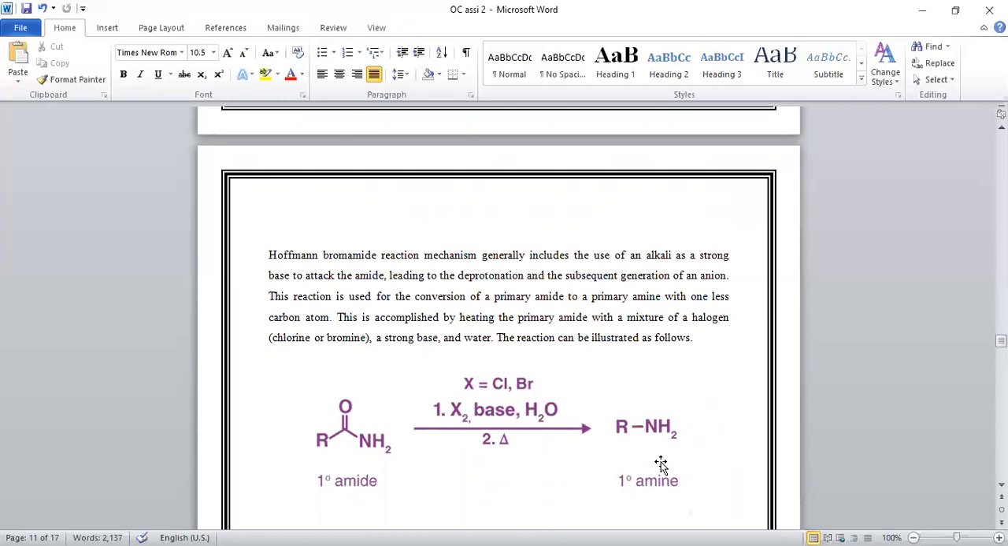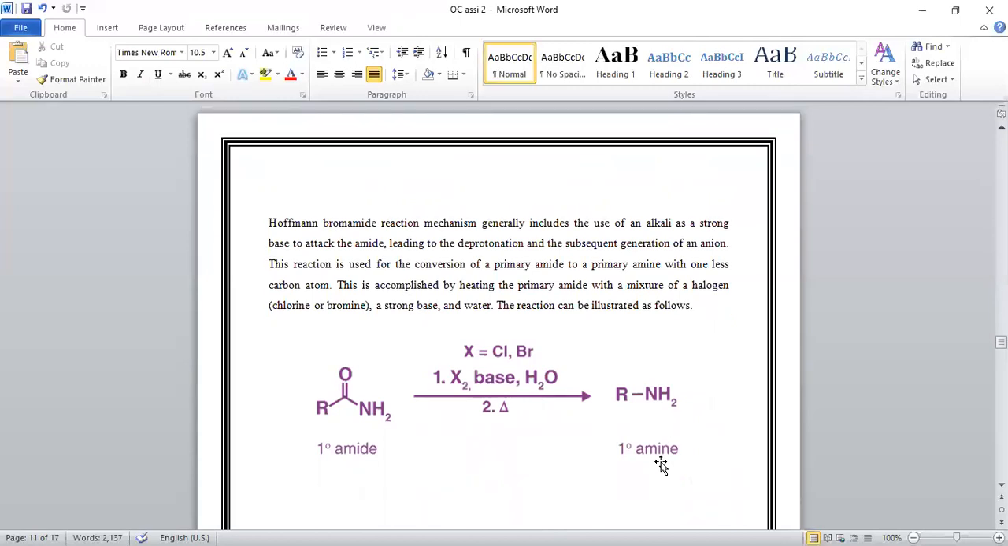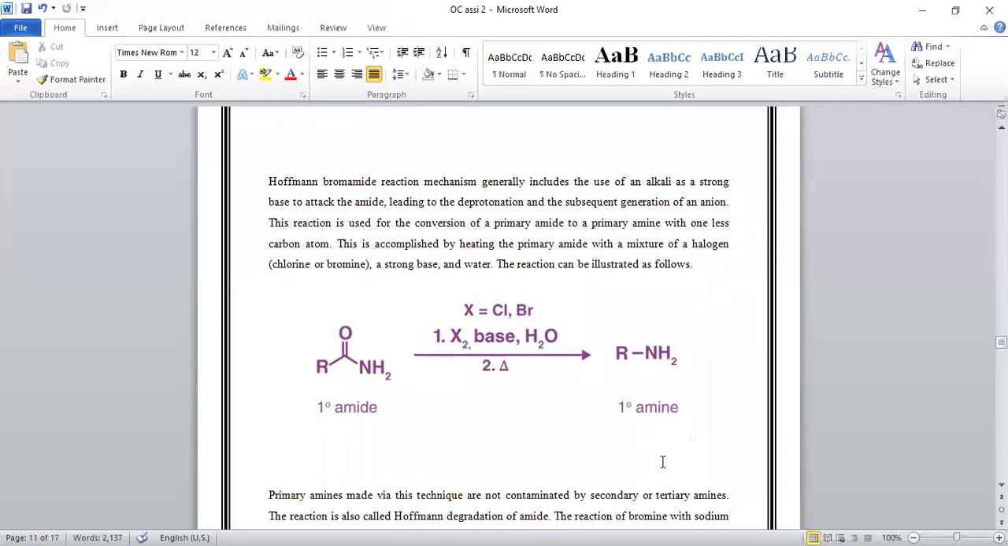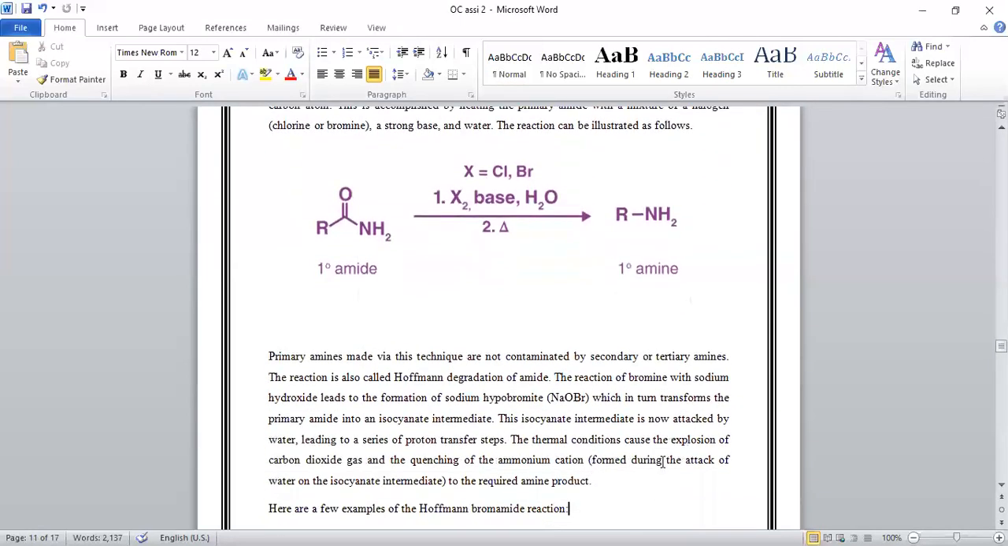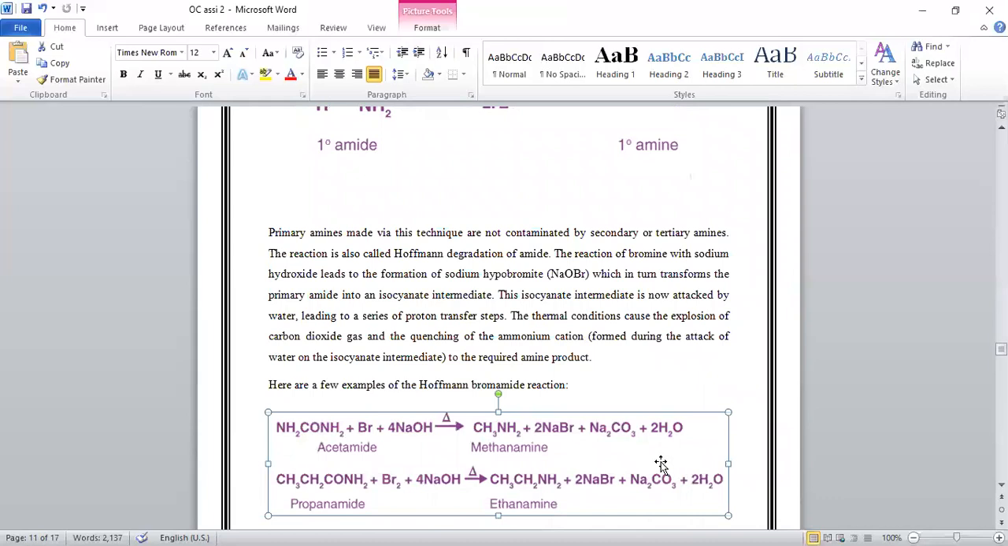This reaction is used for the conversion of a primary amide to a primary amine with one less carbon atom. This is accomplished by heating the primary amide with a mixture of halogen, a strong base, and water. The reaction can be illustrated as follows. Primary amines made by these techniques are not contaminated by secondary or tertiary amines. The reaction is called Hofmann degradation of amide.